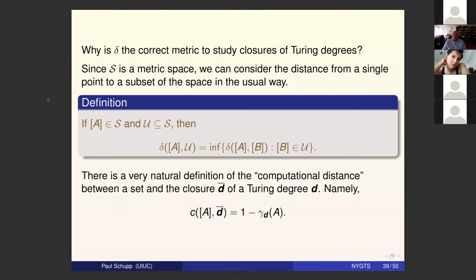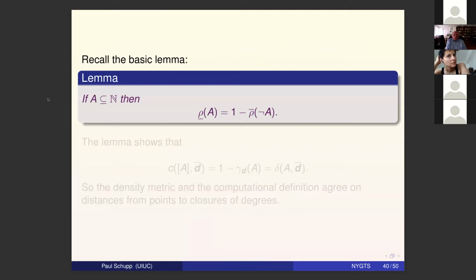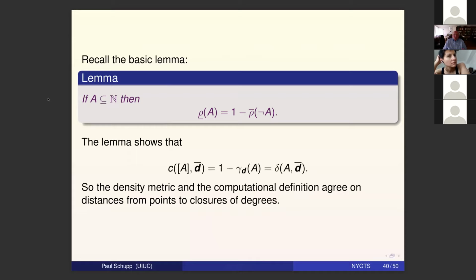Now there's a very definite, natural definition of the computational distance between a set and the closure of a Turing degree. Namely, the computational distance from A to the closure of D is 1 minus gamma D of A, because the closure is exactly those things with gamma D equal to 1. And from the basic lemma, if we check this very carefully, the basic lemma shows that the computational distance is equal to the metric distance, on distances from points to closures of degrees.